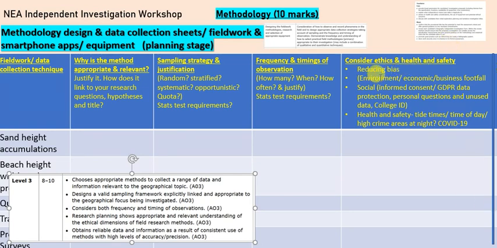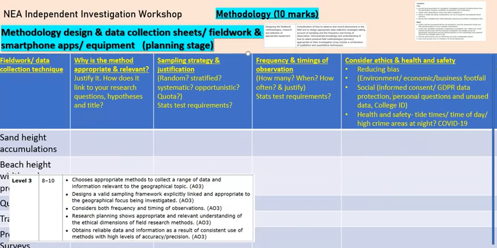And we can think in terms of environmental, economic and social ethics. So the social side of things: informed consent for questionnaires, showing people your college ID, letting them know how their data will be used and whether they are happy with that. GDPR and data protection is a big thing.